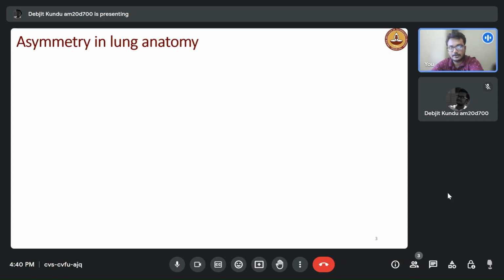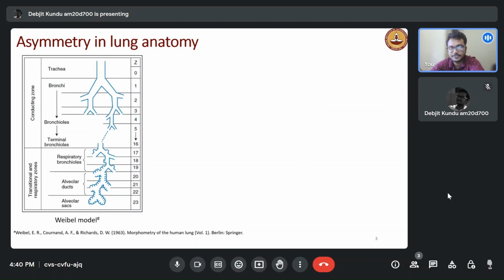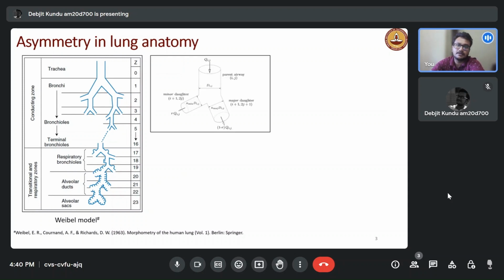So now we will look at lung anatomy in brief. Our airways form a dichotomously branched structure as shown here. Each level of division is termed a generation, and there are approximately 23 generations in the human lung. Simple geometric models assume these bifurcations to be symmetric, but in reality they are asymmetric.